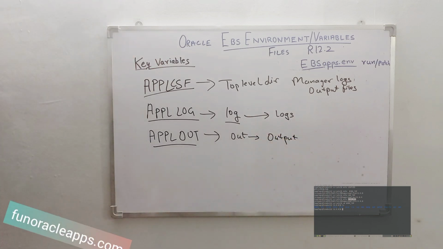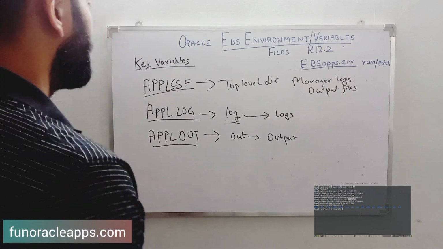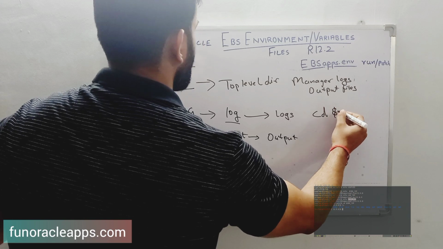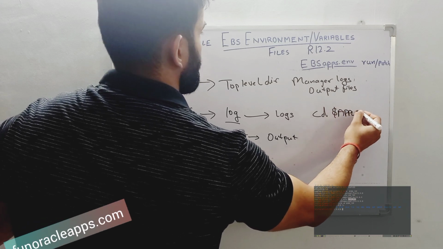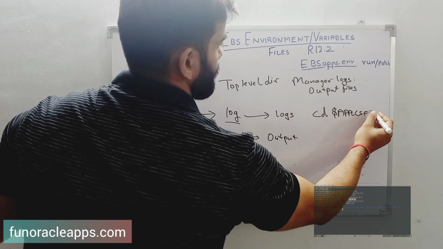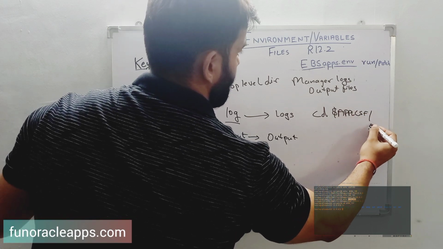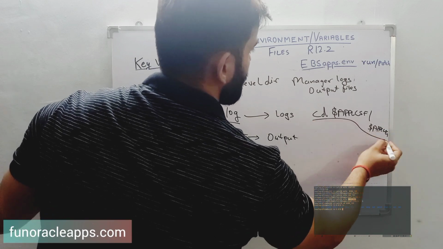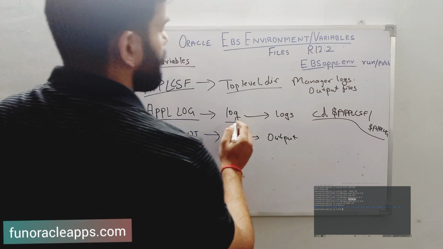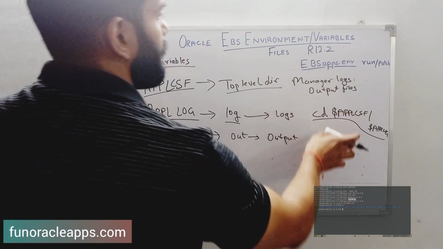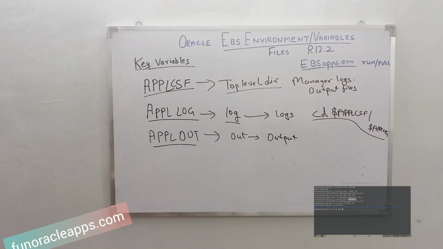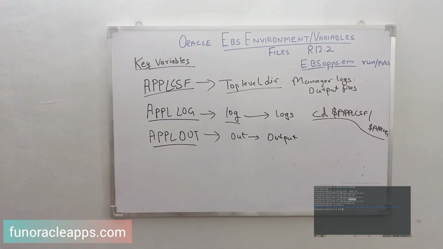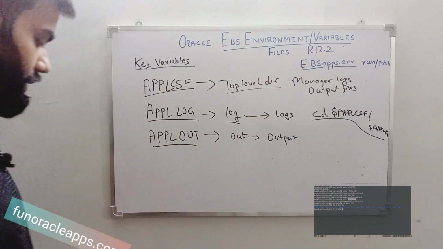Okay, so when we say I want to see the concurrent request log file, where should it be? What we normally do is cd $APPL_CSF/$APPL_LOG. It will take me to this top level directory and then the log directory inside it, where I can find all my log specific files, manager logs, concurrent request logs, all of those. Same way, you have the output directory, which will be pointing to your output location.